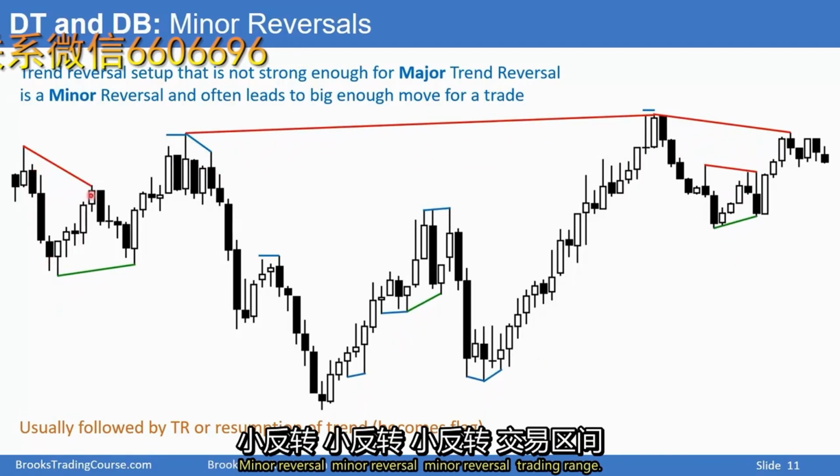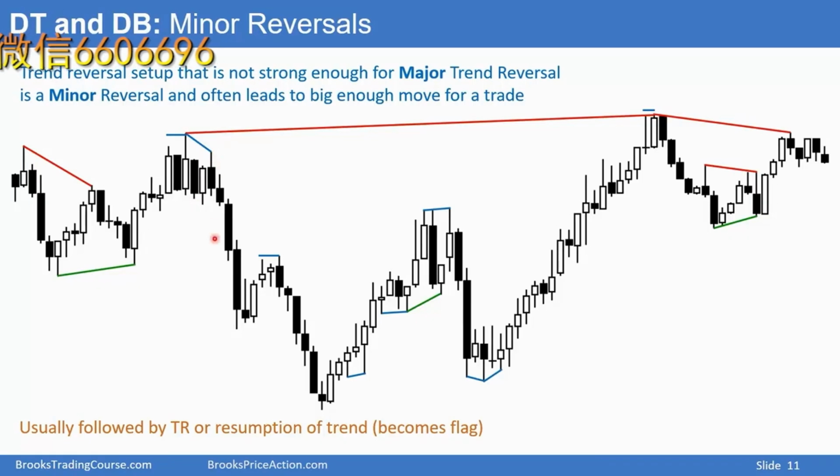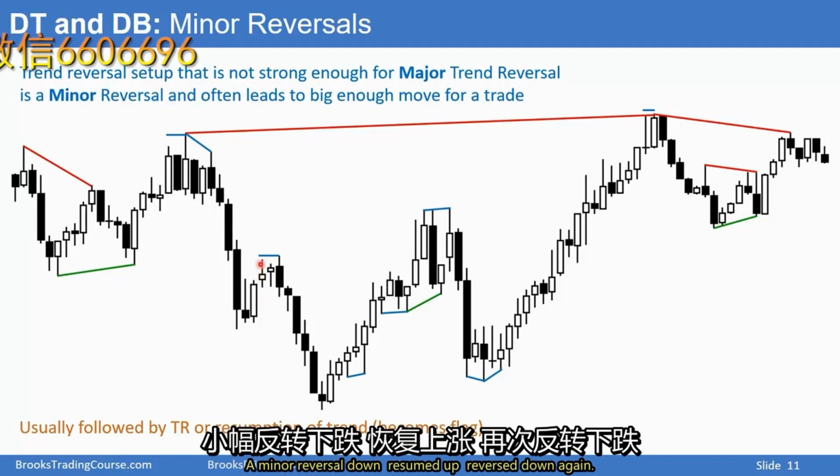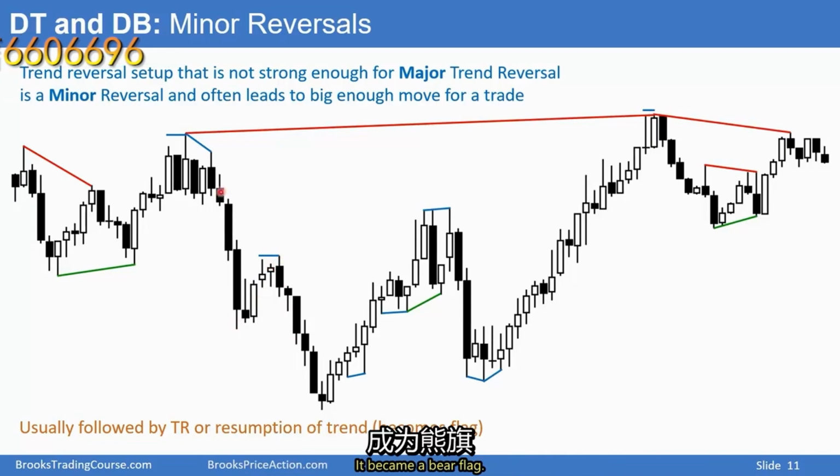Minor reversal, minor reversal, minor reversal, trading range. A minor reversal up, it became a bull flag that failed. A minor reversal down, resumed up, reversed down again. This is a minor reversal in this bear trend. It became a bear flag. A minor reversal, bull flag.